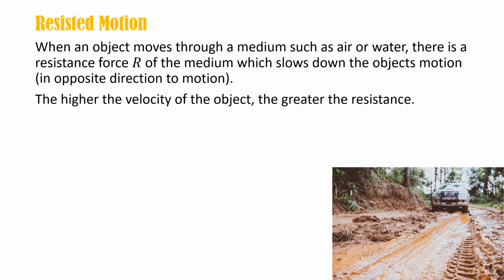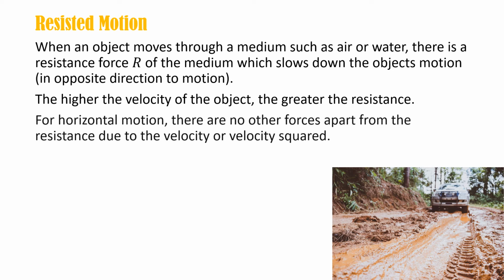So the higher the velocity of that object, the greater the resistance is going to be. All right, it's in direct relationship to how fast it is traveling. So for horizontal motion, we're assuming we're moving fast enough that there are no other forces apart from that resistance due to our velocity or the velocity squared, and that will depend on the speed, and we'll look at that in just a second.